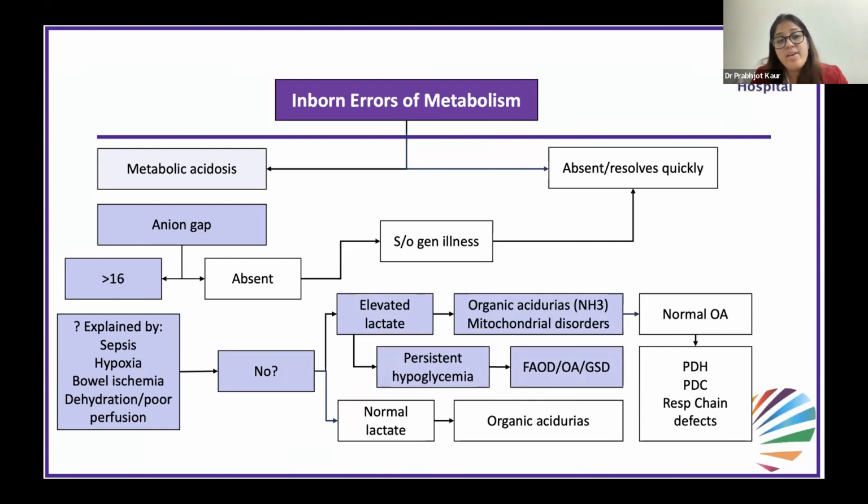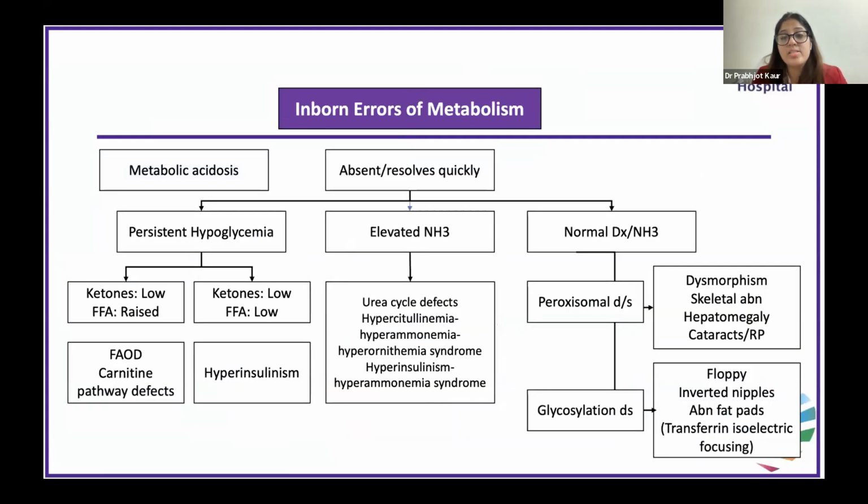In case we have metabolic acidosis with normal lactate, again, we consider organic acidemias, which may or may not be elevated, and would be associated with elevated ammonia. In case of elevated lactates with a normal organic acid profile, we need to consider mitochondrial disorders like pyruvate dehydrogenase deficiency, pyruvate carboxylase deficiency, respiratory chain defects. In case there is no metabolic acidosis or it resolves quickly, then we look at other parameters. Is the baby having persistent hypoglycemia?